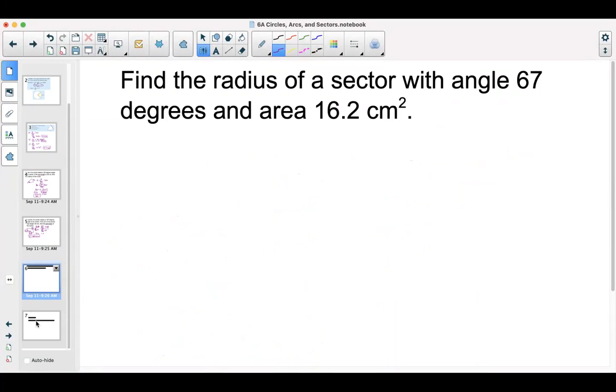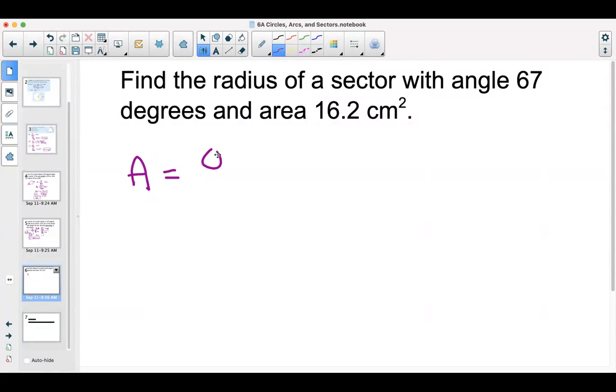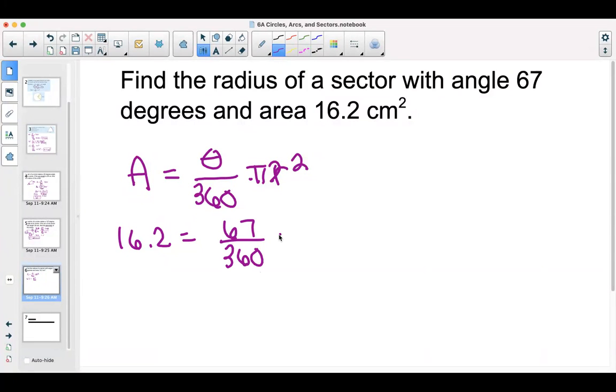Okay, and let's take a look at one more problem. It says find the radius of the sector with an angle, degrees, and area. So here, our area formula is theta over 360 times pi r squared. So 16.2 is the area. We know the angle is 67, and then it says pi r squared.